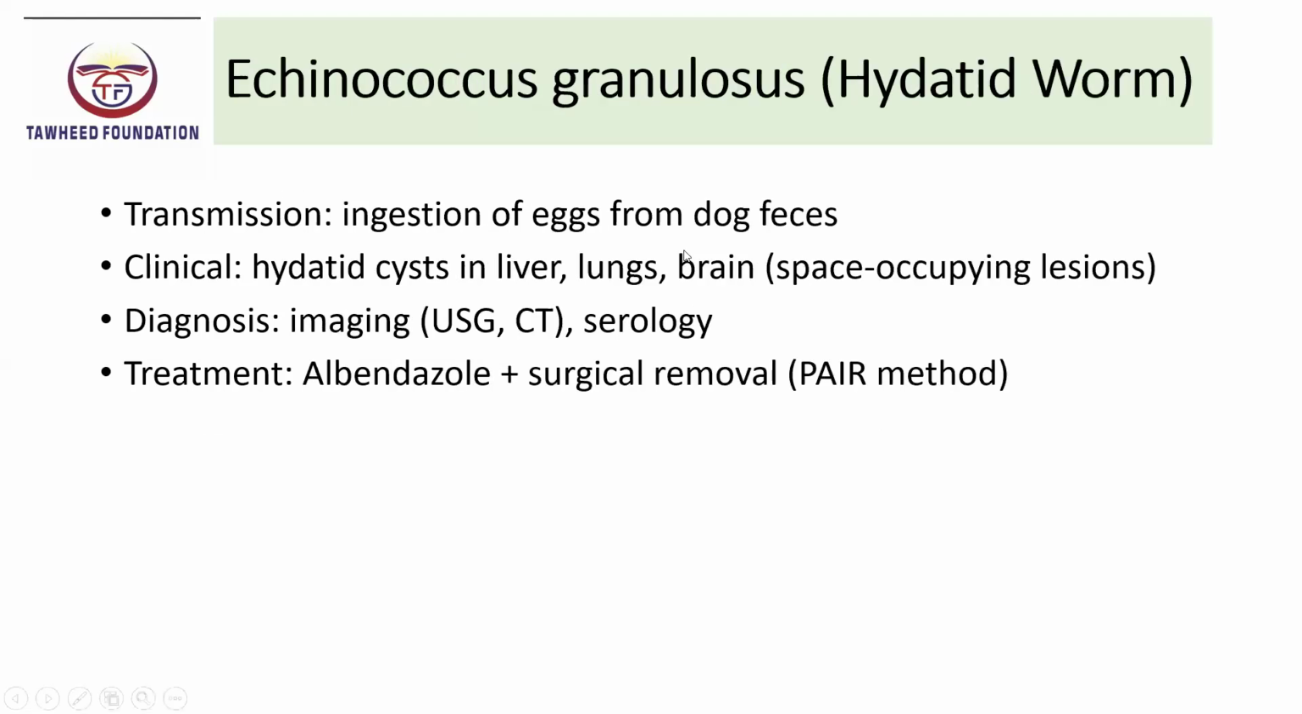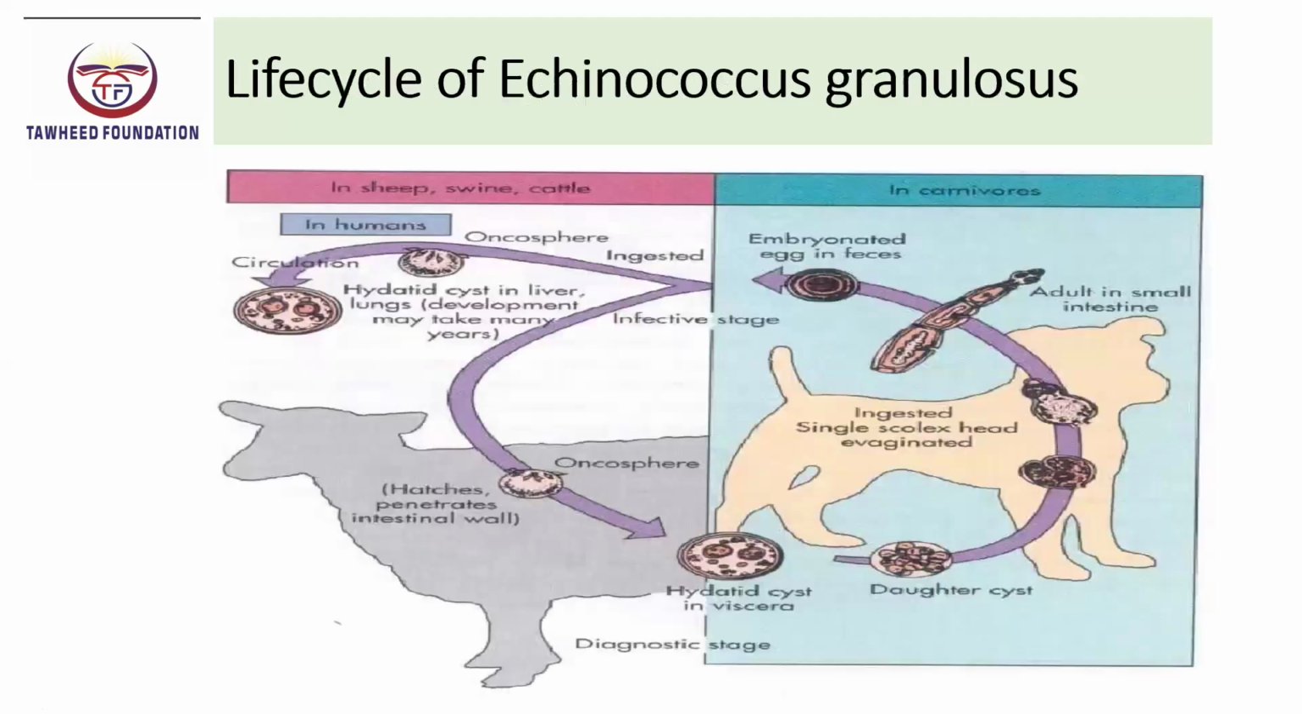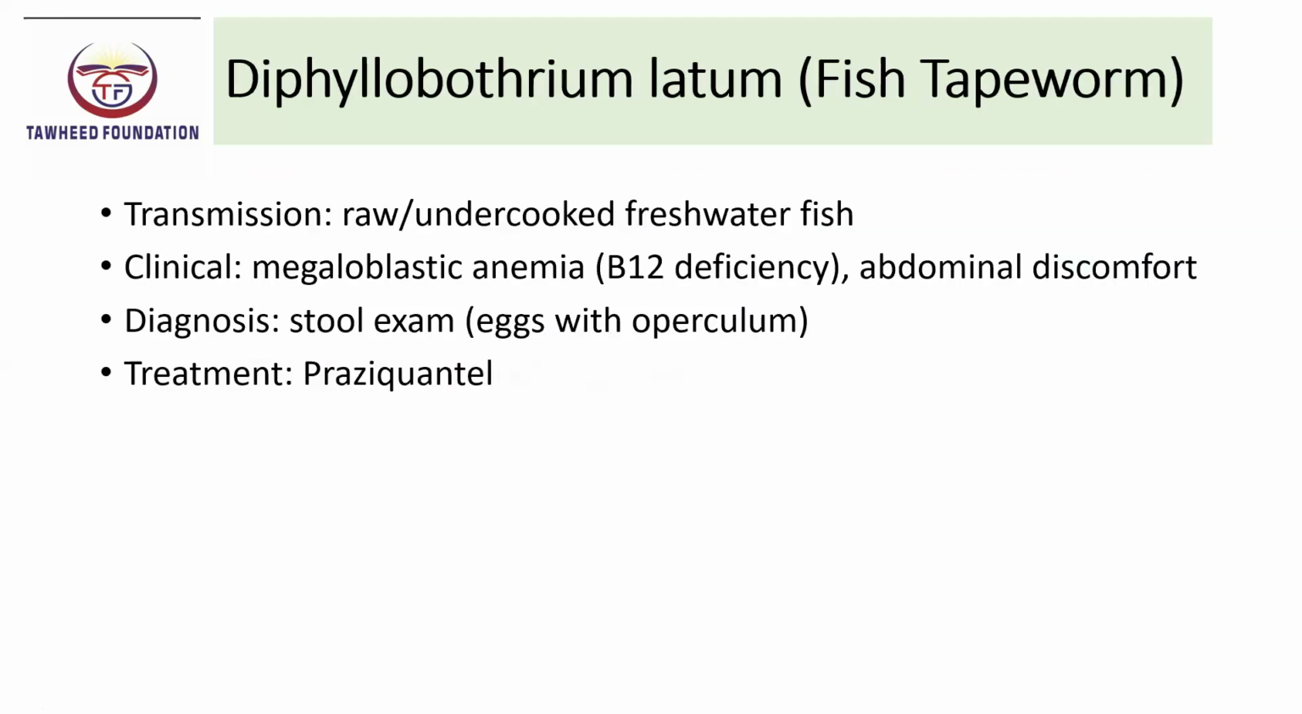Next is Echinococcus granulosus, that is the hydatid worm. Transmission is through ingestion of eggs from dog feces. Clinical features include hydatid cyst in the liver, lungs, as well as brain. Diagnosis includes imaging and serological tests. Treatment includes albendazole plus surgical removal through the PAIR method. This is the life cycle of Echinococcus granulosus.